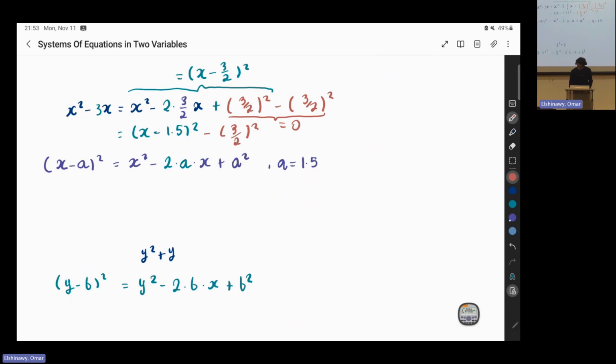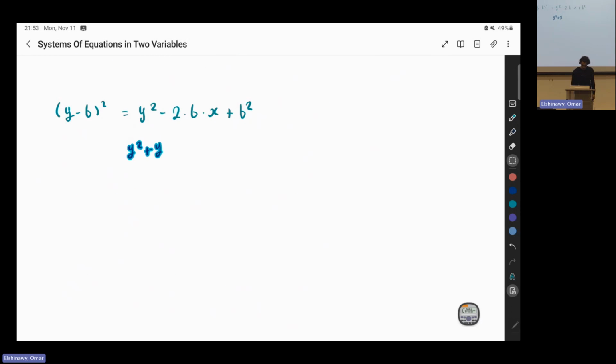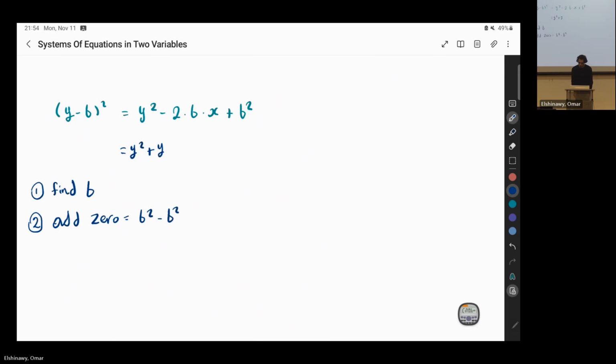And actually, I have an exercise for you now. That is the following. Can you bring this y squared plus y to the square form? The first thing you need to do is to find b. Find the right value for b by comparing the coefficients. The second thing is to add 0, which is equal to b squared minus b squared. Is this good, or would you like me to walk you through it?